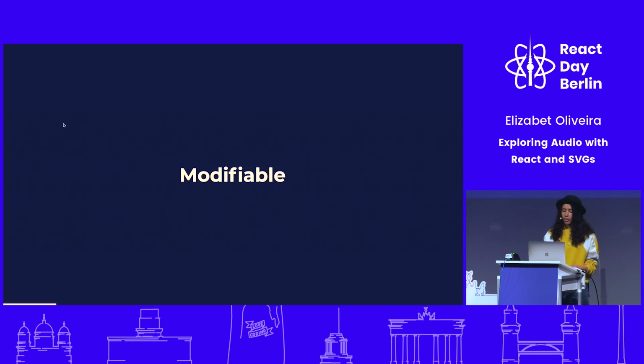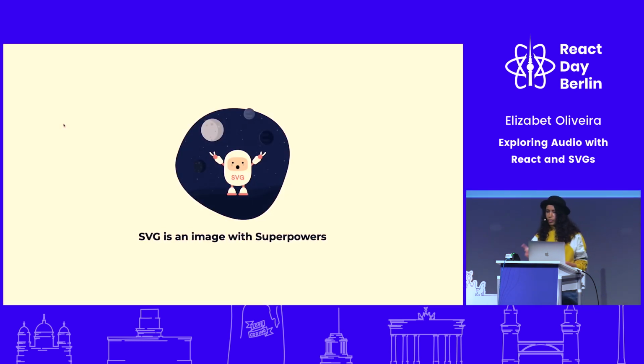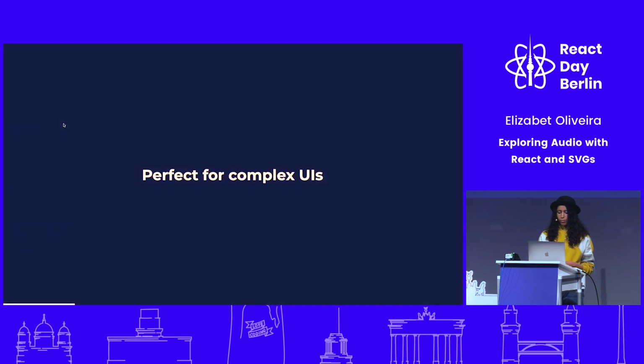The best part about SVG is that it's modifiable. It means that with JavaScript and CSS, we can interact with it, change fills, change colors, and all of these things. This is my definition of SVG: it's just an image with superpowers. And SVGs are perfect for complex UIs.